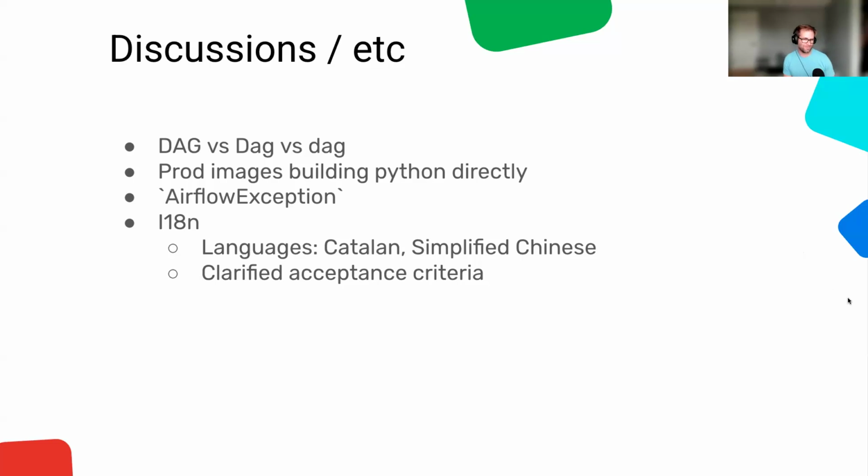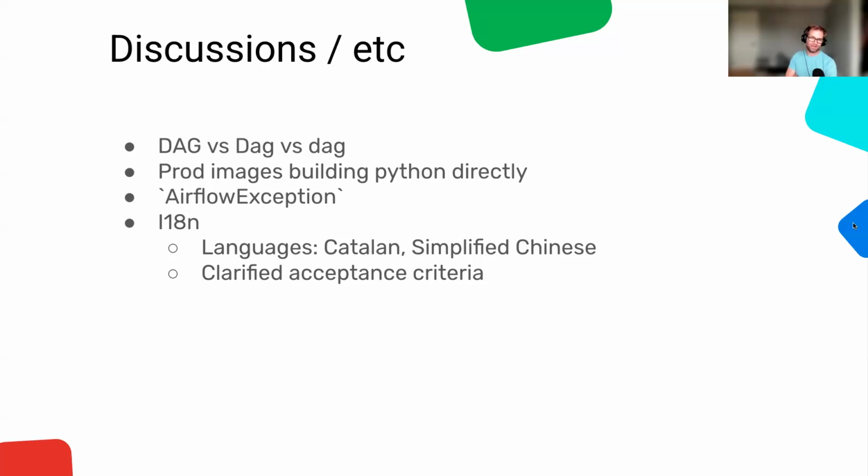First up, a very important topic: do we call it all DAG uppercase, DAG with a capital D, or all lowercase dag? There's a lot of opinions on this one. I think we may be narrowing in on the middle option. That seems to be the leaning consensus at the moment. But if you have opinions, now's the time.